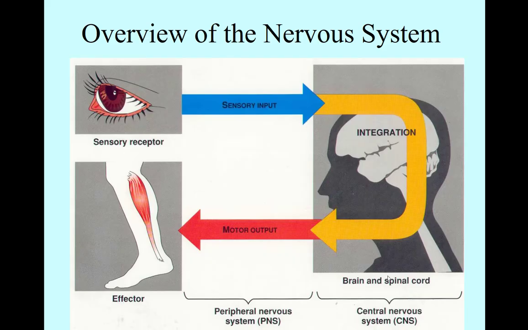Let's talk about the nervous system. We'll start with a general overview of the nervous system. The nervous system works in a fairly straightforward, simple fashion. There is input, there is integration, and there is output.